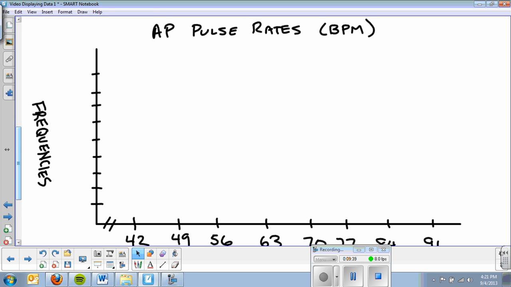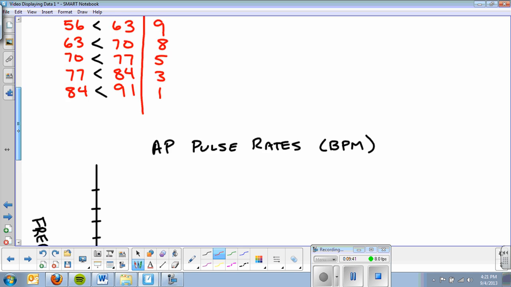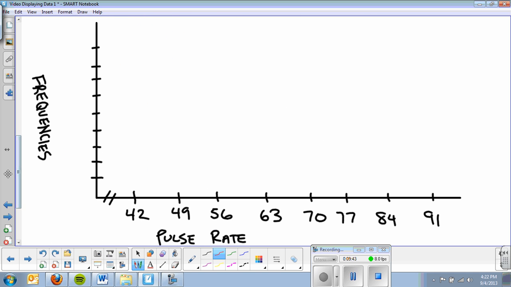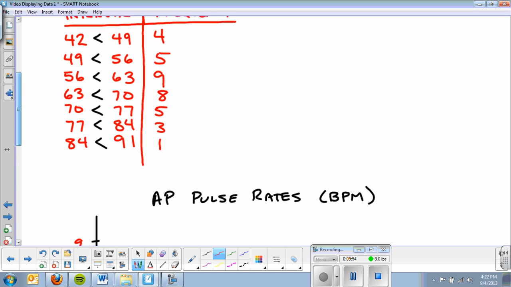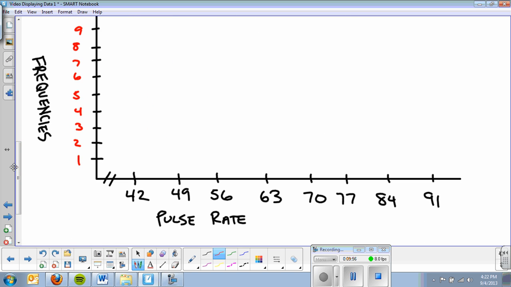And now's the fun part. I get to draw these bars. So 42 to 49 was 4. 1, 2, 3, 4, 5, 6, 7, 8, 9. And I will take off points if you do not label these, so get used to it. 42 to 49 again was 4. So we're going to go up to 4 and down.